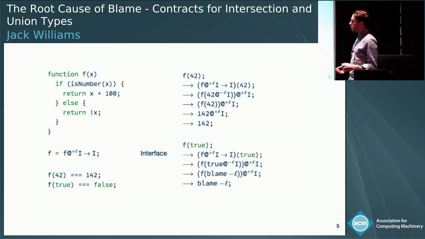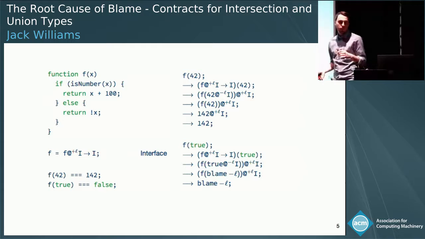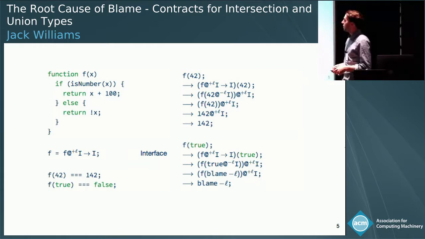Well, we're going to get blame, and specifically we're going to get negative blame. And that says that actually it was the client at fault. So we do the wrapping as before, but then the domain contract is going to fail because it's the integer contract for a Boolean argument. So this isn't really what we wanted. We had some of the behavior, but not all of the behavior. So I might try another contract.